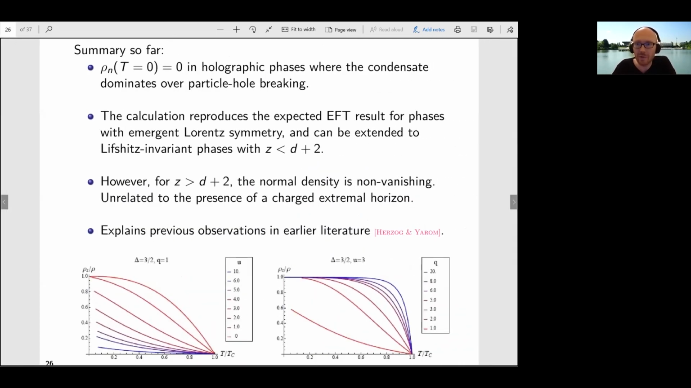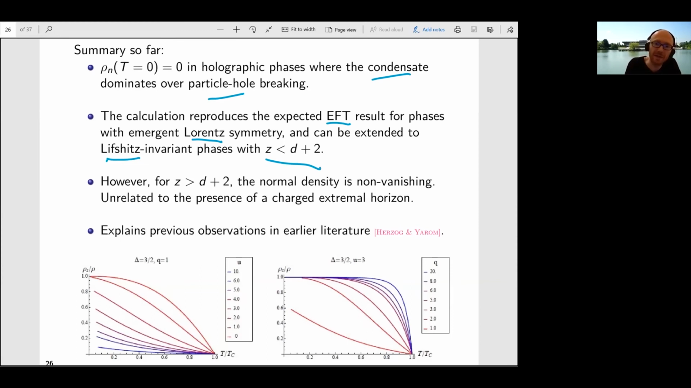So the summary so far, and I think actually I will stop there, is that we've seen that rho_n, the normal density, vanishes in holographic phases where it's the condensate that dominates over particle hole breaking at low temperatures. And in this case, the calculation that we've done reproduces the expected result from the effective field theory framework for phases that have emergent Lorentz symmetry. But what we've done is we've shown that it can also be extended to phases that are Lifshitz invariant, provided that z is less than d plus 2.